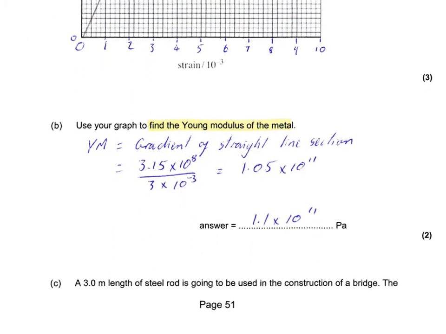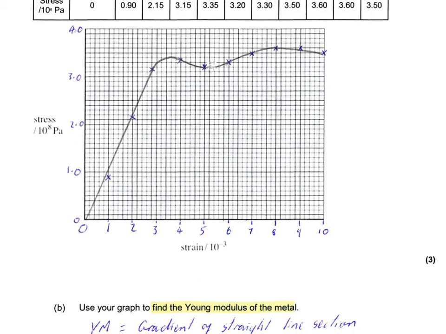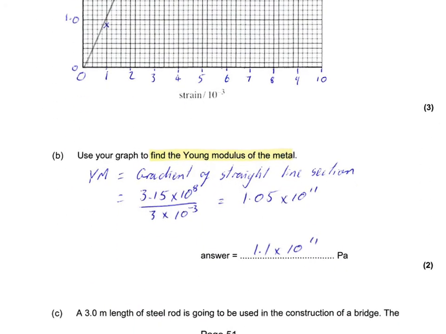In part B, we're asked to use the graph to find the Young modulus of the metal. Well, Young modulus of a metal, straightforwardly, is the gradient of the stress strain curve from the straight line section. So we've got to take points on there. We've got to find the gradient of there. So we've got a mark for use of Young modulus is the gradient, and we've got a mark for the value. Somewhere between 0.90 and 1.1 times 10 to the 11 pascals.